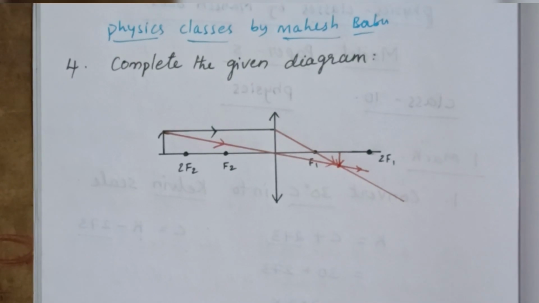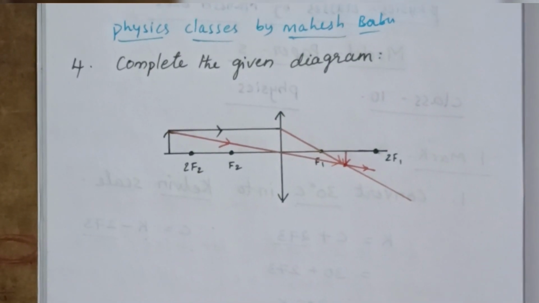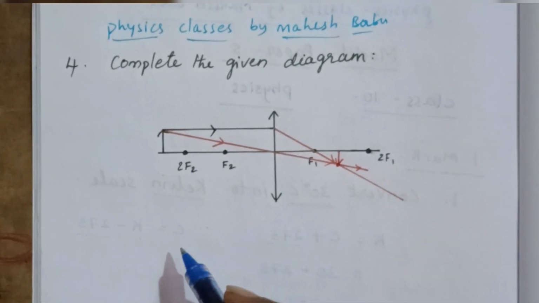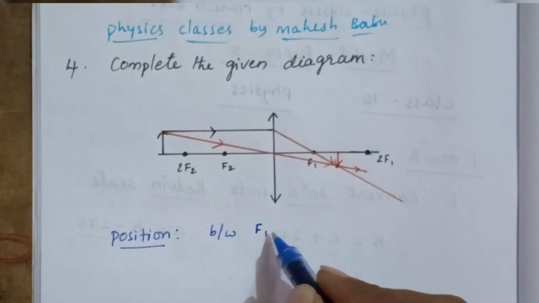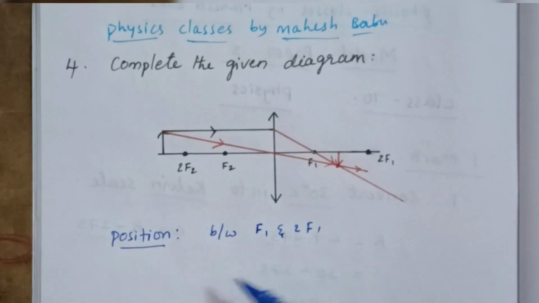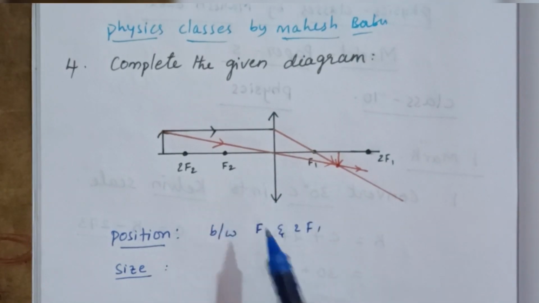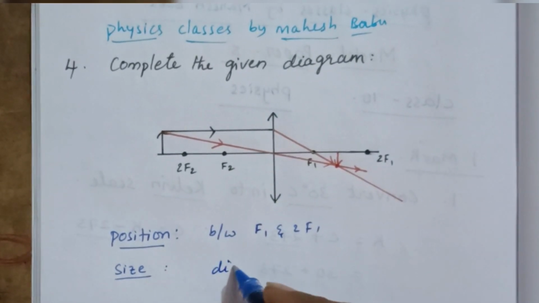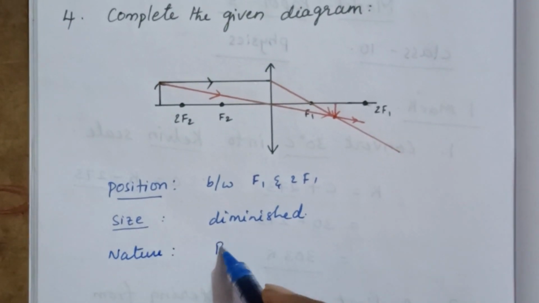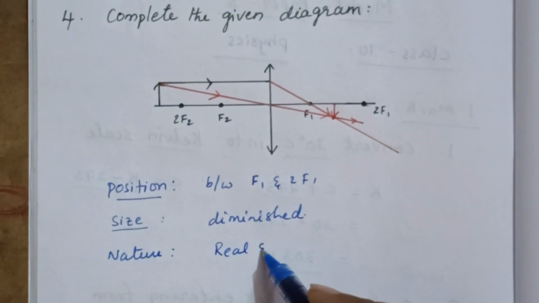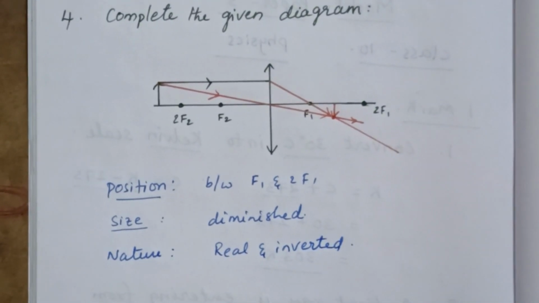Okay. Now in the question he didn't ask, but if he asked, we should be able to write the answer, no? What is the position of the image? Between f1 and 2f1. What is the size of the image? Size of image is less than size of object, so diminished. What is the nature of image? Real and inverted. Okay.